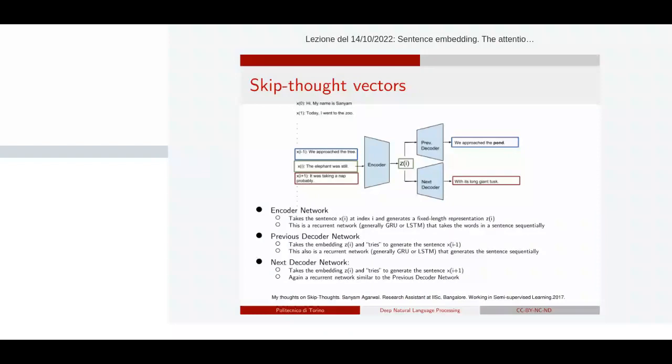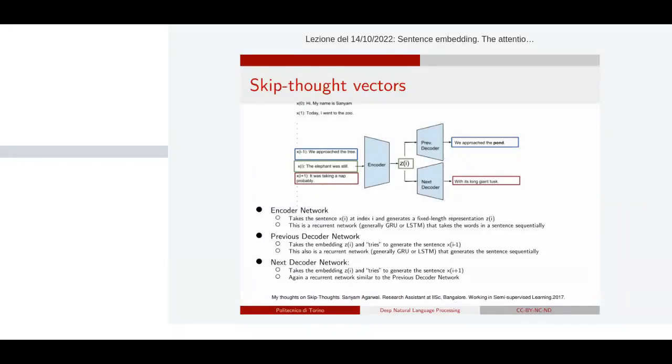As input, we have a sentence, x in position i. A given sentence, xi, is encoded. The architecture is composed of an encoder and two decoders, actually. Given xi, we have a previous decoder network, which tries to reconstruct the previous sentence, and a next decoder network, which tries to reconstruct the next sentence.